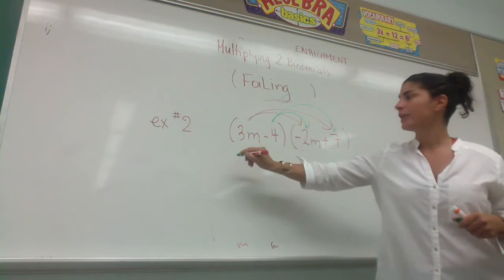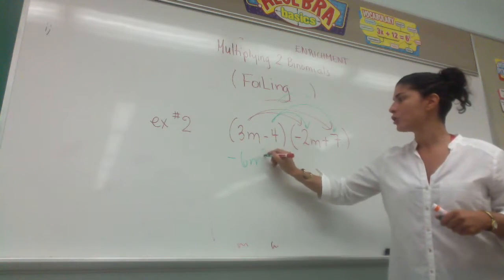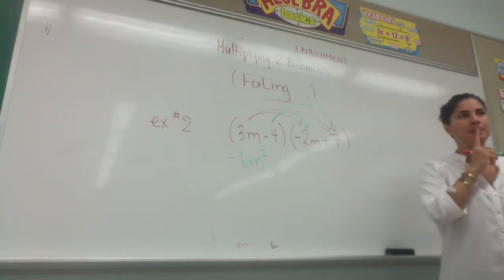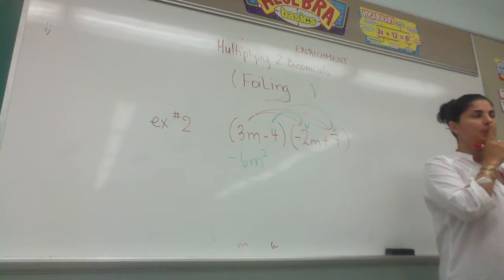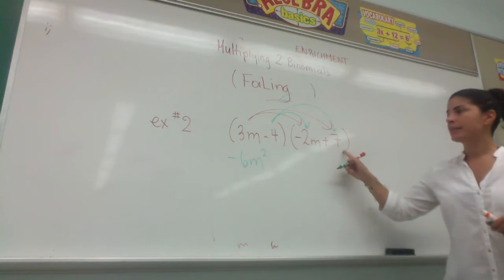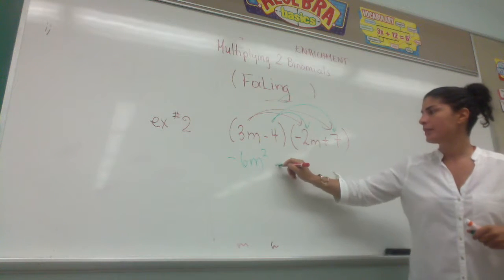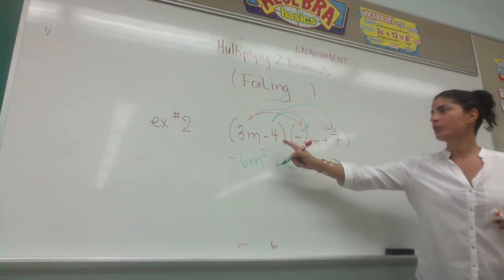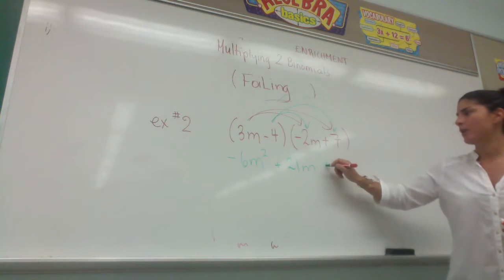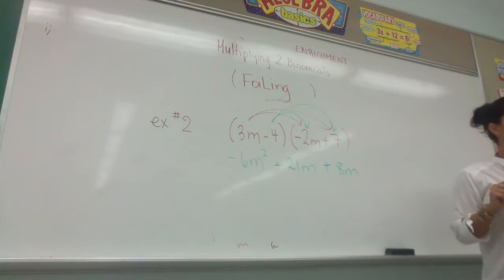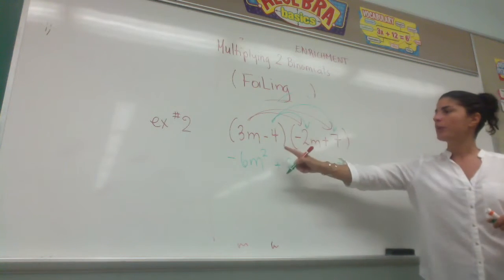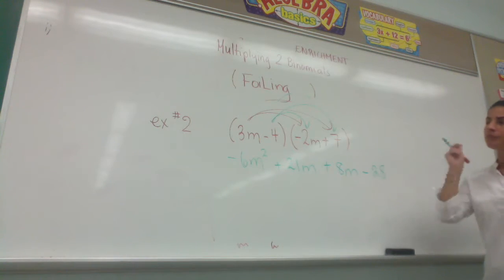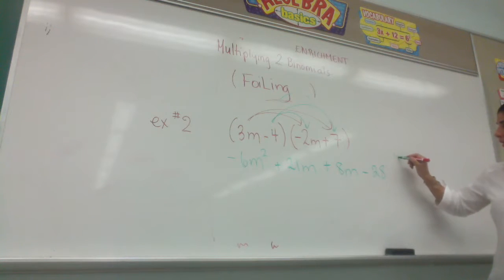3 times negative 2 is negative 6m squared. So remember, m times m is m squared. 3m times 7 is 21m. The second term is negative times a negative, which is a positive 8m. And finally, my last arrow is pointing to negative 4 times 7, which is negative 28. This would be 1 mark.